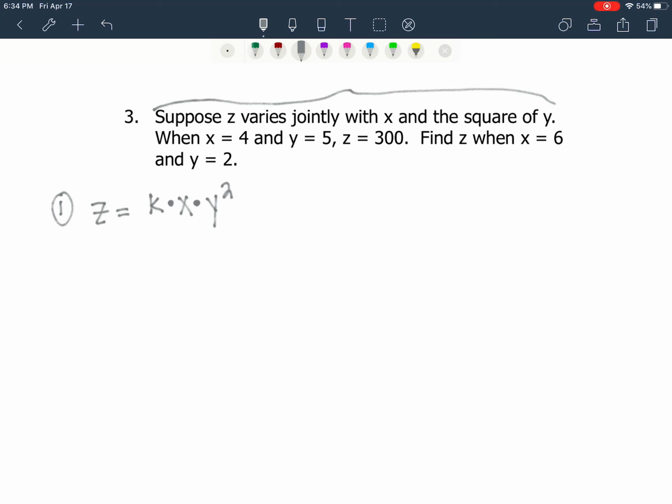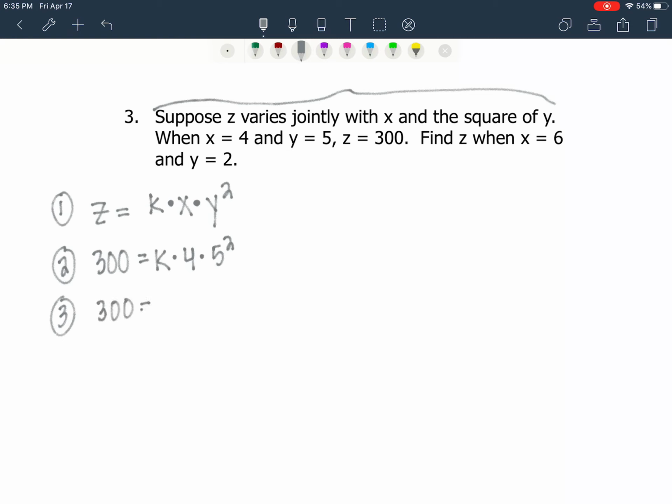So this is beautiful. Step 2, I'm going to sub in my values. When x is 4, y is 5, and z is 300. So we'll put a 300 in for z. For x, we're going to put 4. And for y, we're going to put 5. So that would be 5 squared. And now I need to solve for k. So some of you would say, well, 4 times 25, that's 100.